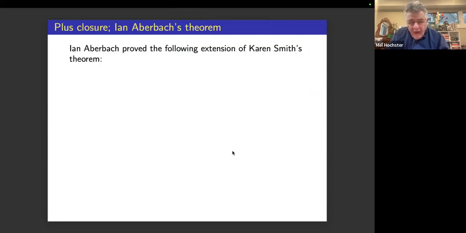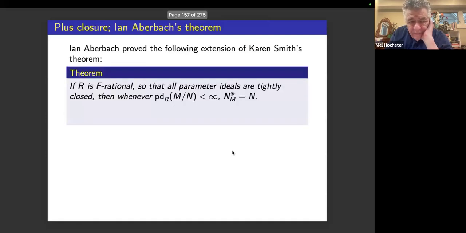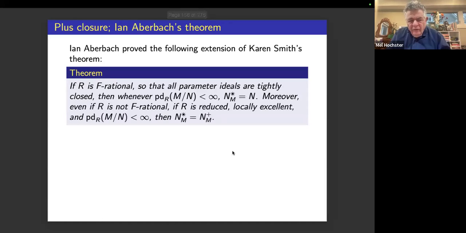And so Ian Aberbach proved the following extension of Karen Smith's theorem. If R is F-rational, so that all parameter ideals are tightly closed, then whenever the projective dimension of M mod N is finite, N is tightly closed. So not just parameter ideals are tightly closed, but everything where the quotient has finite projective dimension is tightly closed. And even when you don't have F-rational, if R is reduced and locally excellent and this quotient has finite projective dimension, then the tight closure is equal to the plus closure.